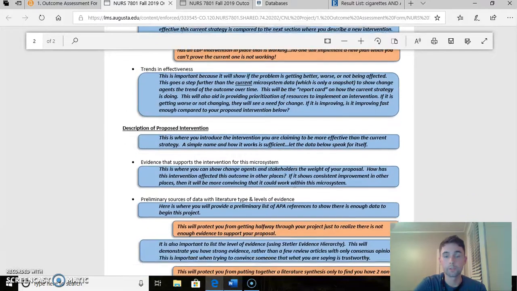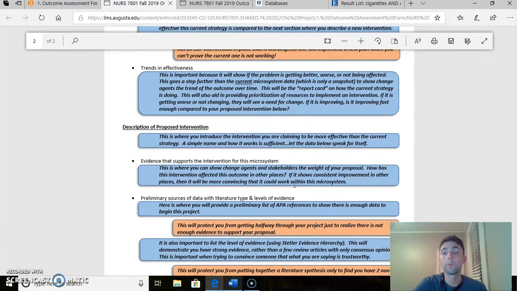Then you need to describe what your intervention is. The way I would do this, before you go ahead and say, this is definitely what I'm going to use, I'm going to find a way to stop falls, you need to find research that supports the information that you want to present. So I have an example.